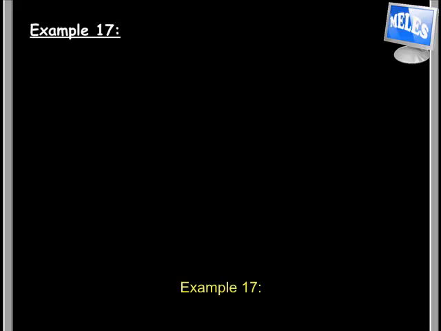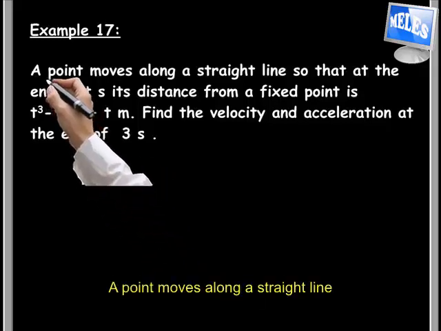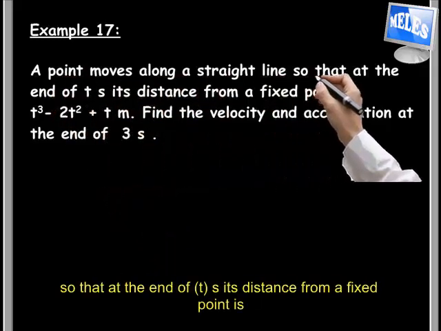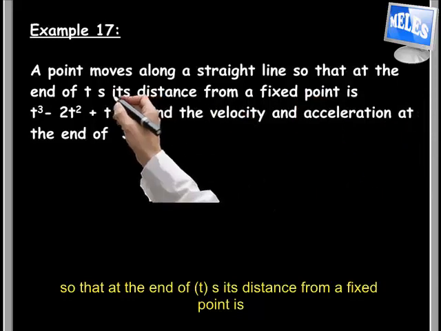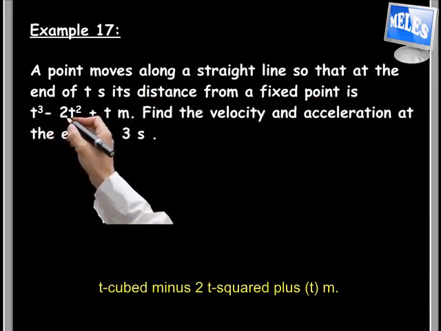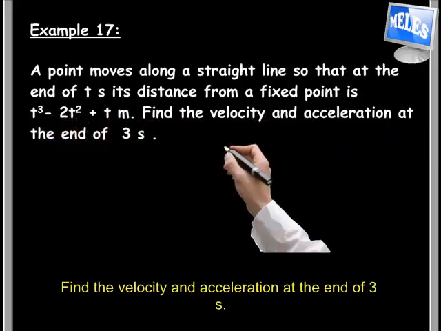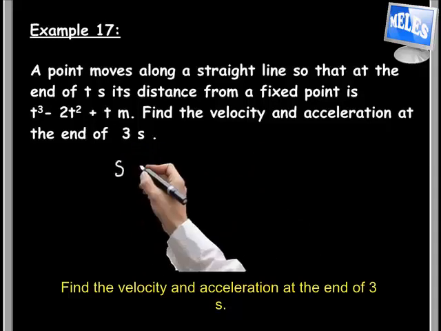Example 17. A point moves along a straight line so that at the end of t seconds, its distance from a fixed point is t cubed minus 2t squared plus t meters. Find the velocity and acceleration at the end of 3 seconds.